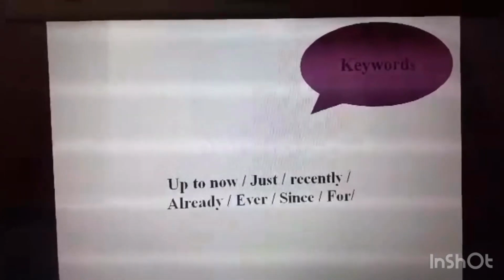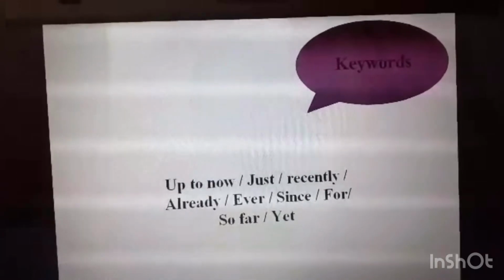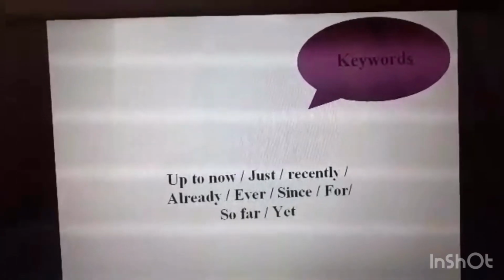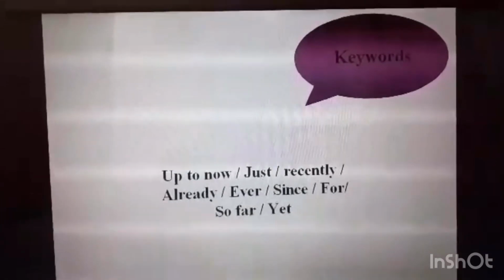And now it's good to know the keywords and specific times that specify present perfect tense. And they are up to now, just, recently, already, ever, since, for, so far, and yet. So they are the keywords that specify present perfect tense.